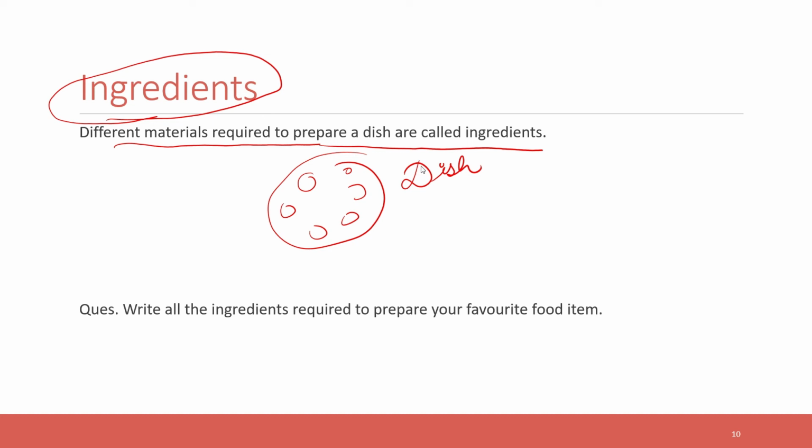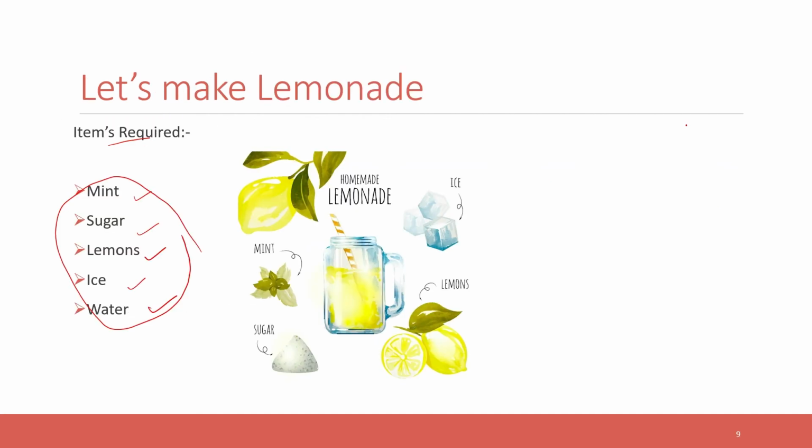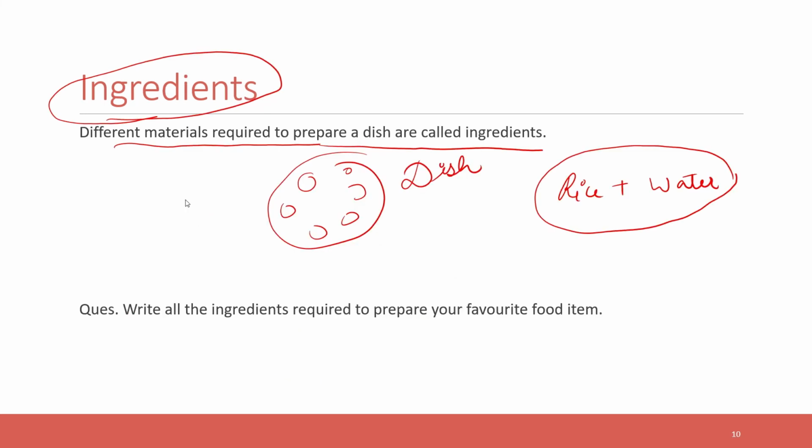For some dishes, you may need a lot of ingredients, but for others, you might need one or two. Suppose you are cooking rice. So what do we need to cook rice? We need rice and water, right? Basically, we took only two ingredients to cook rice. Whereas for making fresh lemonade, we used so many ingredients. Even the packed food items like chips and biscuits have ingredients mentioned on their packing paper.